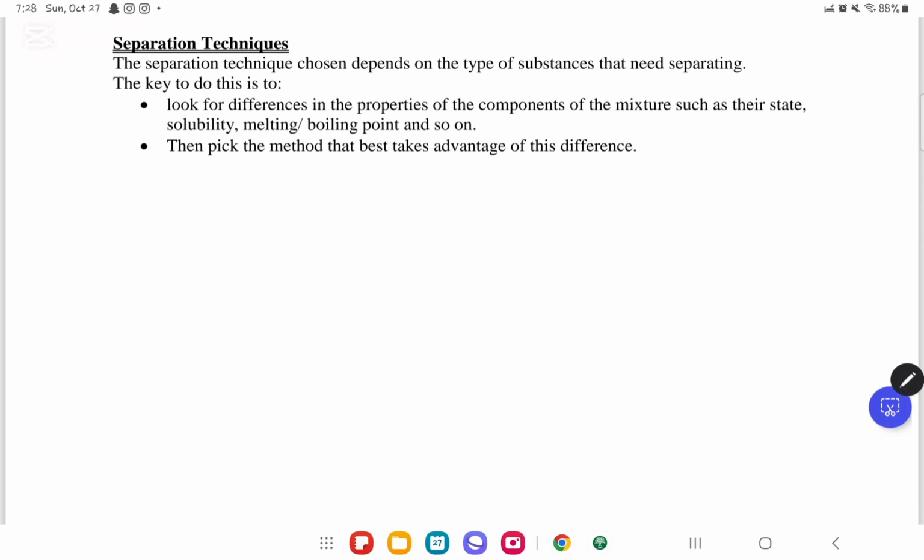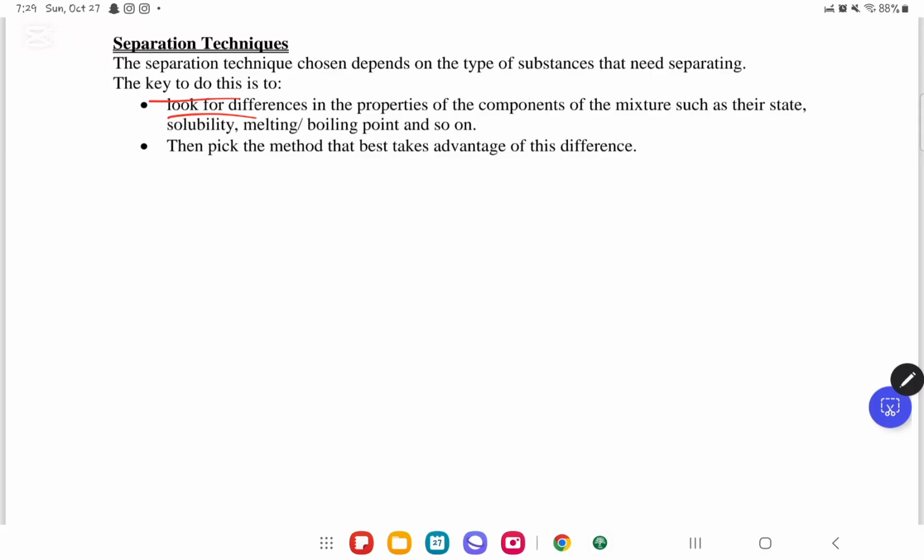So we have some separation techniques. The separation technique chosen depends on the type of substance that needs separating. To know which separation technique we will use, we need to look for differences in the properties of the components and their mixture, such as their state, solubility, melting and boiling point, and so on. Then after that, pick the best one.